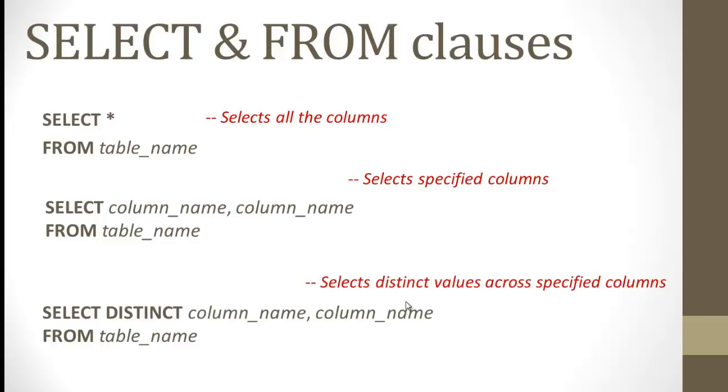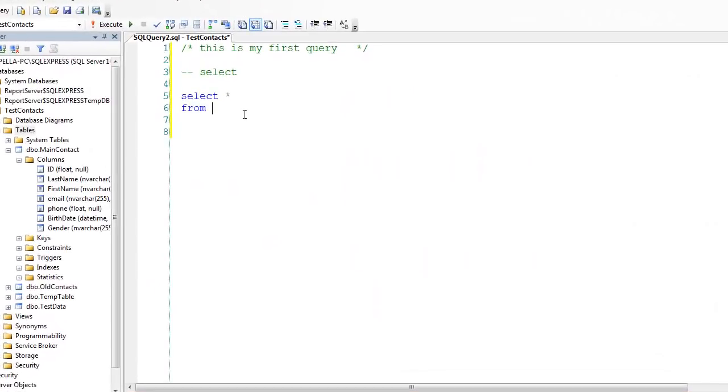If you want to select distinct values across specified columns, then you can use the select and the keyword distinct and the column names once again separated by commas, and then the from and table name. So let's write the queries and see how they work out. I'm going to say select * from main contact.